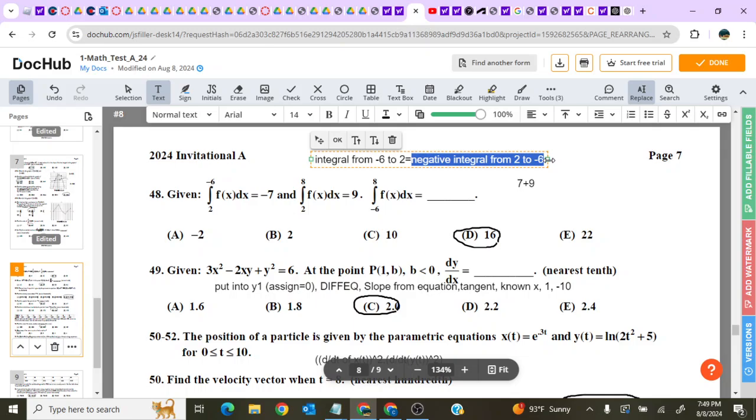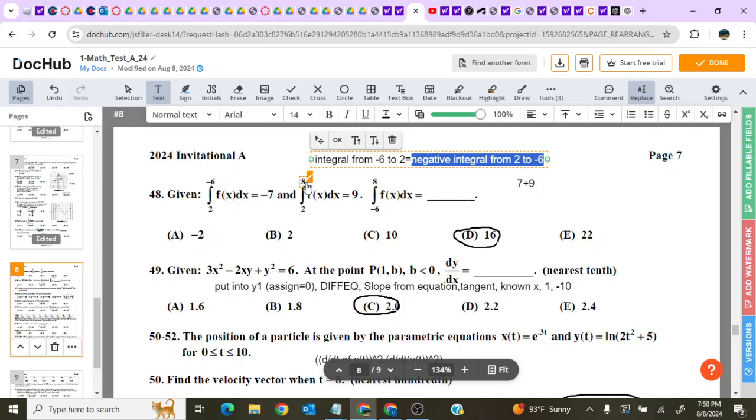So in other words, integral from -6 to 2 is 7, and then integral from -6 to 8 is just going to be integral from -6 to 2 plus the integral from 2 to 8. You're just connecting the areas. So add those two together and you get a value of 16.